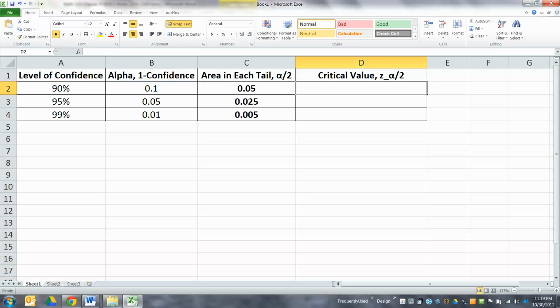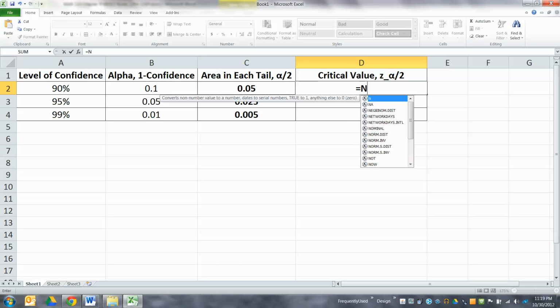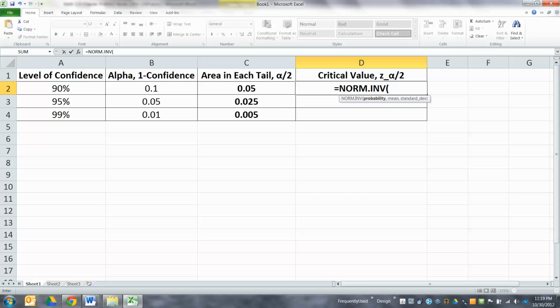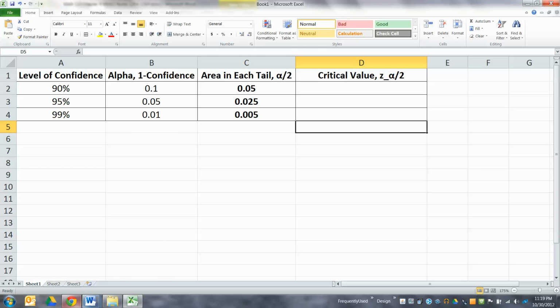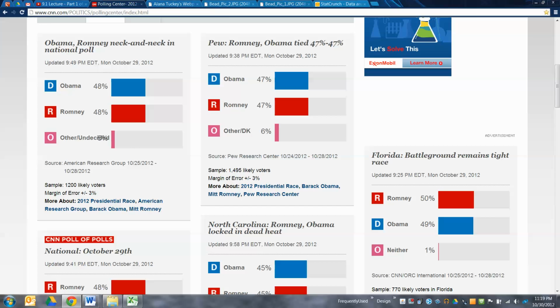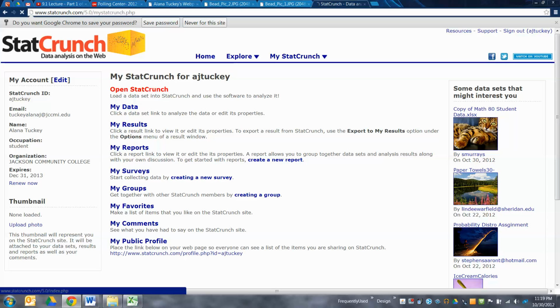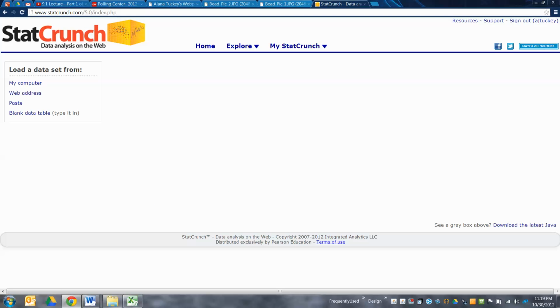Okay, so it's equal to norm.inverse. Okay, so you want the left tail probability. You know what, let me take a moment. I'm going to go do this in StatCrunch first because I want StatCrunch to give me a picture. That way I can use that picture to help explain to you guys. So let me open StatCrunch.